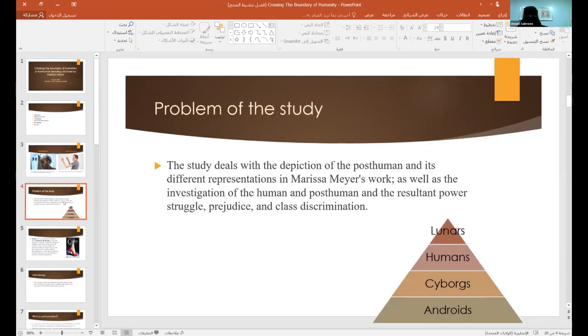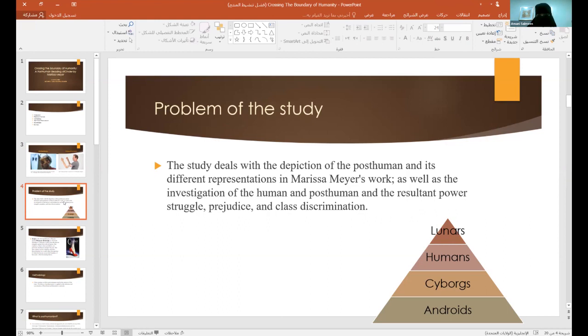So my study deals with the depiction of the post-human, and I know this term post-human sounds a little bit dramatic or post-apocalyptic, but it's not that at all. It is mainly a term that we use in literary studies and cultural studies to describe the fusion of the human and the machine. There are also different representations of it.